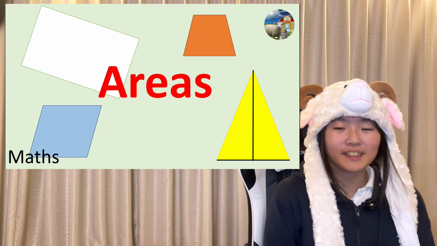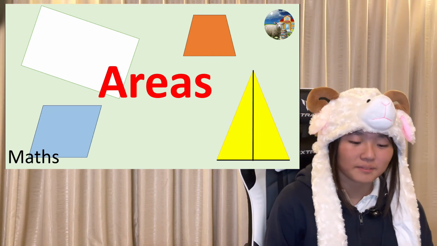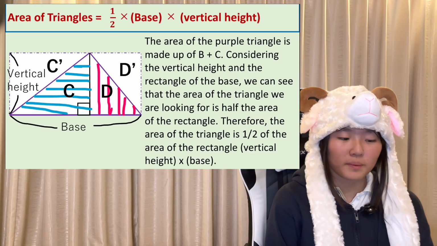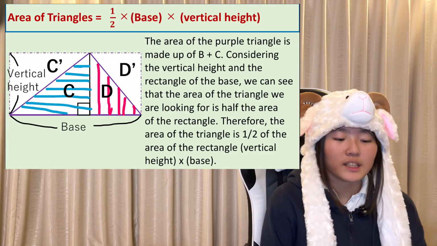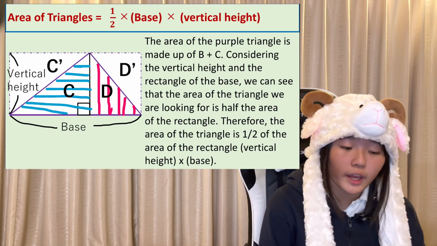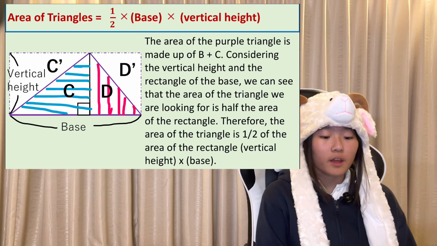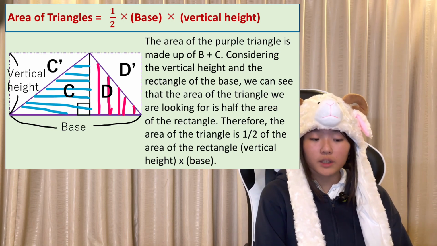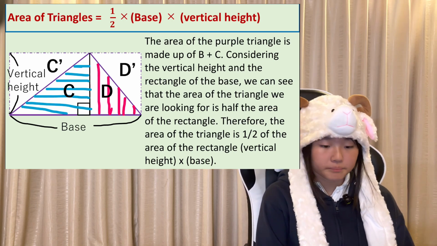Welcome back to our classroom. Today, I'll be teaching you about areas. The formula for the area of triangles is the base times vertical height over 2. The area of the purple triangle is made up of D plus C.